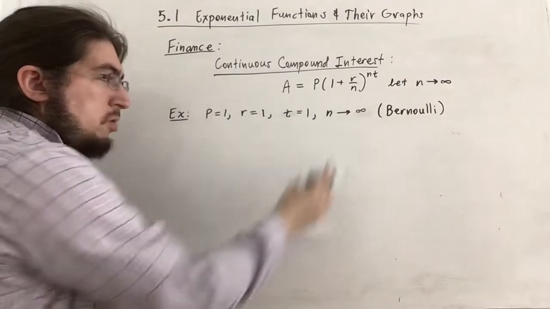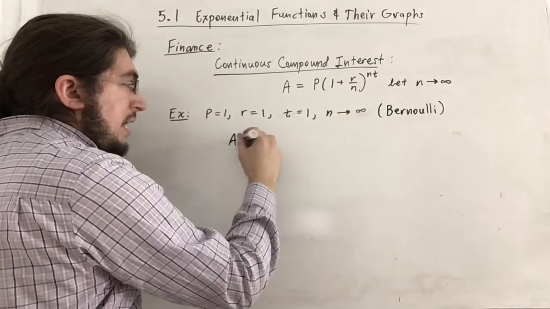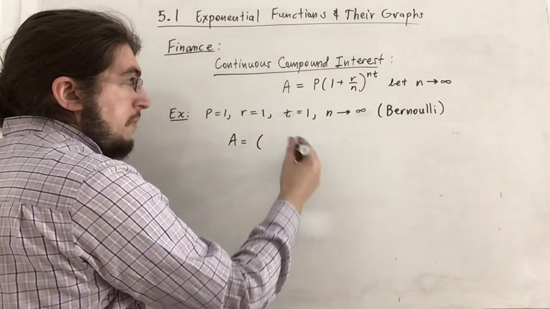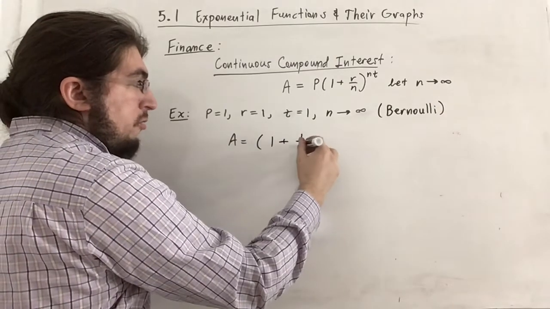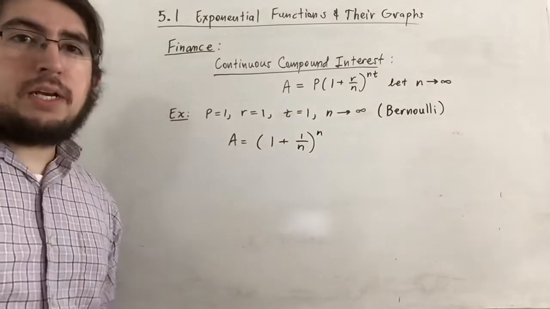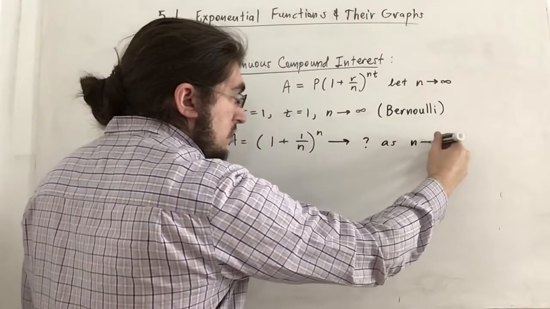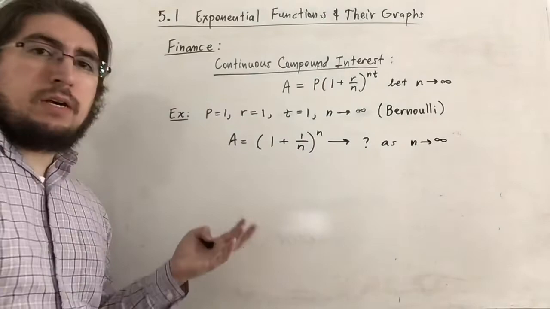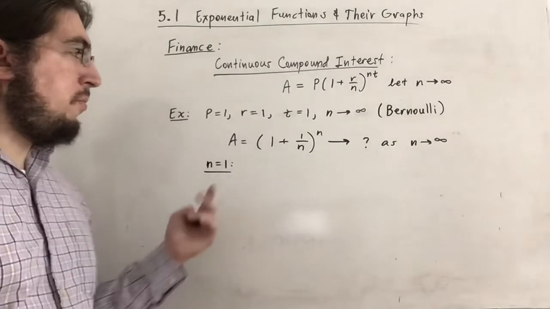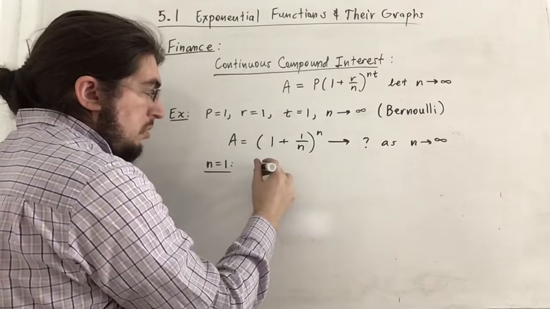So, well, let's just see. If we're letting n go towards infinity, we can plug everything into this expression here, and we'll get a is equal to p is 1, so don't write it. And then in parentheses, we have 1 plus r is 1, over n, to the n times 1, because t is 1, so that's to the n. So we have this expression here. And the idea is we want to see what a approaches as n goes to infinity. And we can plug in certain numbers in for n. Like if you plug in n to be 1, well, at the end of 1 year, if you're applying it once, then you'll have 1 plus 1 over 1, which is 2, to the 1.